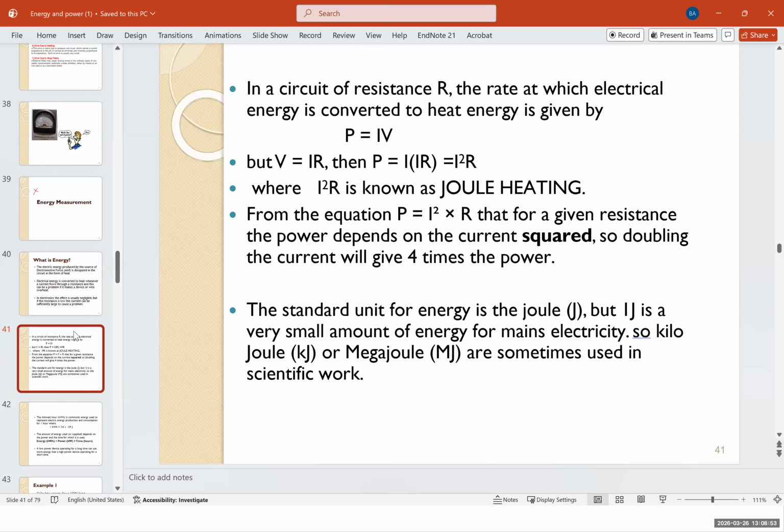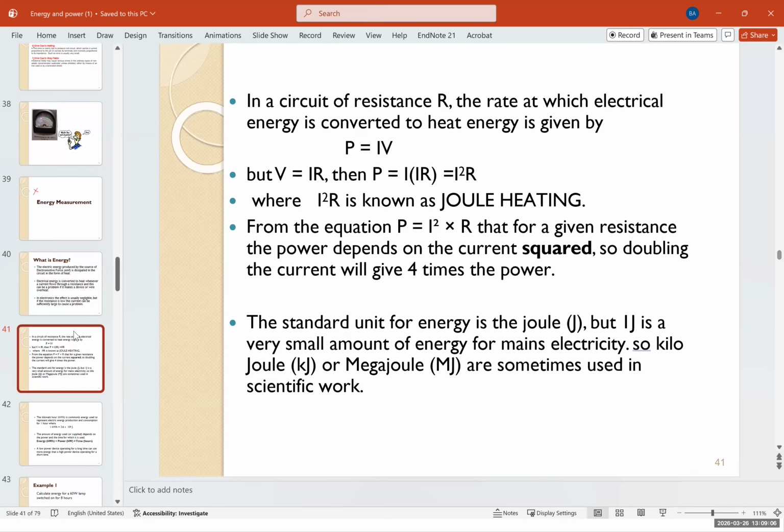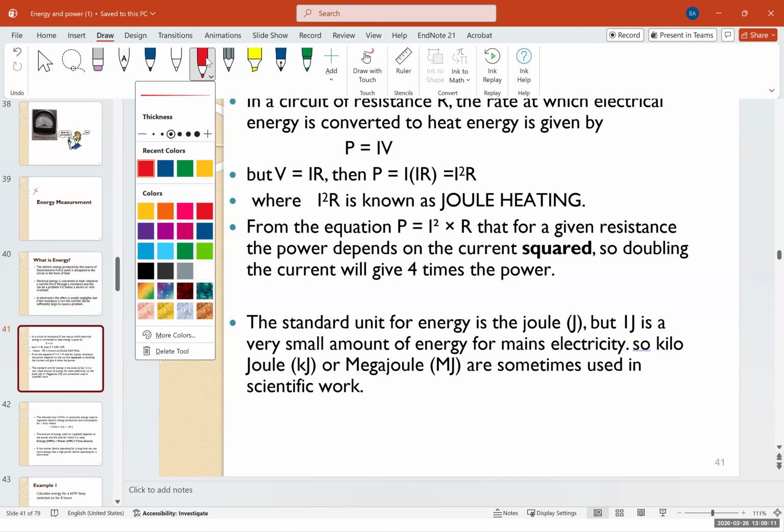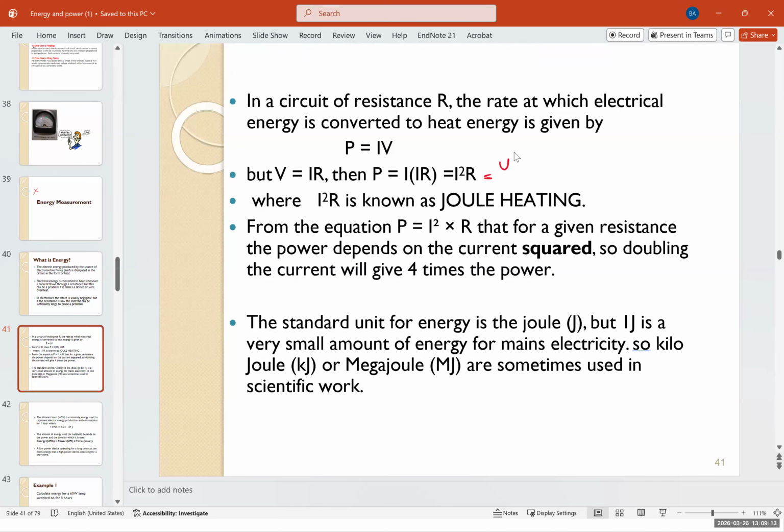Now, the amount of heat that is generated in the system is calculated using this equation. P is equal to IV, and as we know from Ohm's law, V is equal to IR. Therefore, P is equal to V squared over R, or I squared R. Now, I squared R is known as Joule heating, and this is the main reason we use transformers as well.